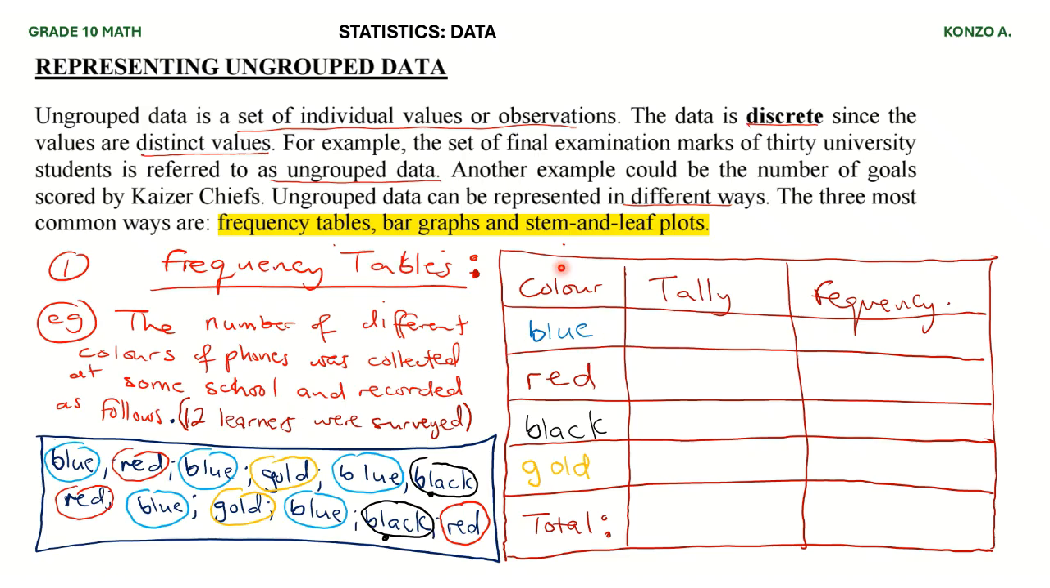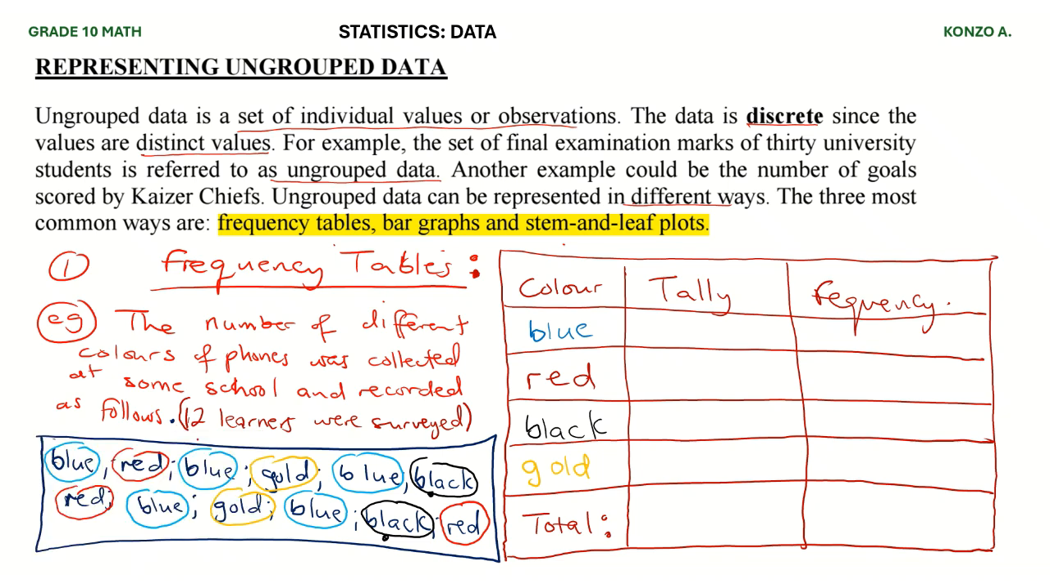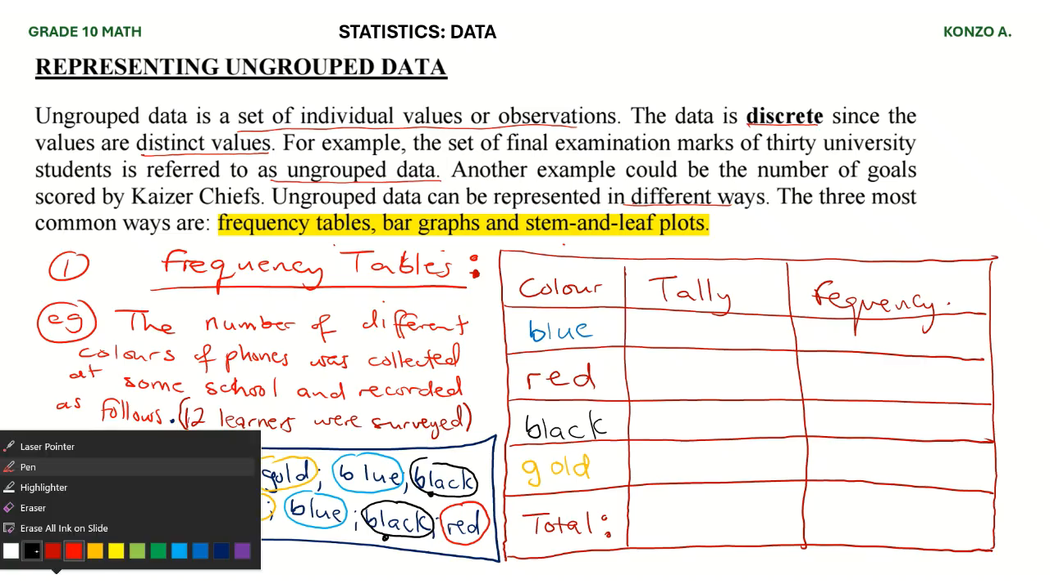In the first column of a frequency table, we put what data we are studying or recording, and then sometimes we may want to record the number in tally form, or we just want to record it in frequency form. Frequency is just the number of times something is occurring or appearing. In this case, we're going to count the number of blue fonts for those 12 learners of ours.